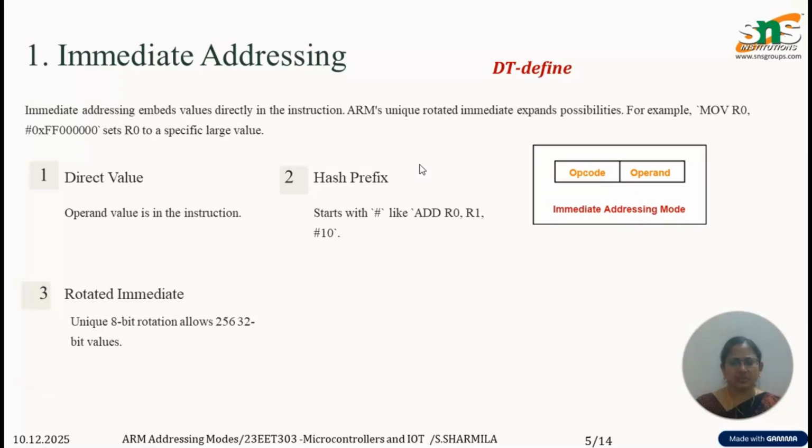Here the ARM supports rotated immediates, allowing a wide range of 32-bit constants to be represented using 8-bit patterns. So for example, MOV R0, #0xF60 loads a large constant into R0. This enables a compact and efficient representation of constants inside the instruction itself.